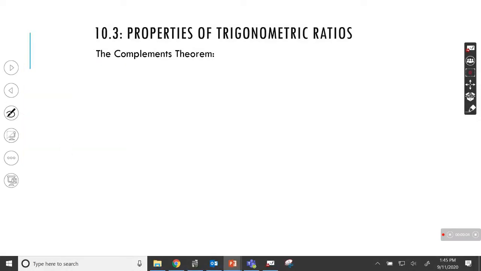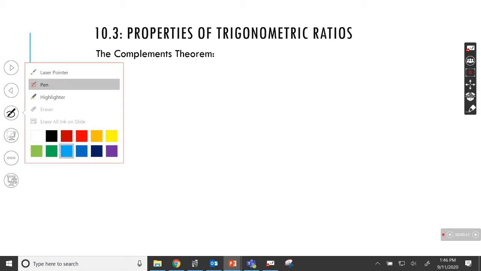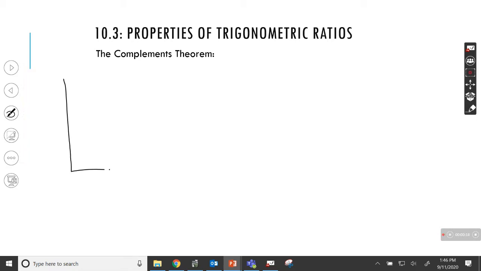I'm going to talk a little bit about some properties of trigonometric ratios, of the trigonometric functions. The first one I'm going to talk about today is the complements theorem. Again, we're going to need to draw ourselves a pretty little right triangle, label our sides A, B, and C, little c, little a, little b. Isn't that beautiful? So now we're talking about the complements theorem.